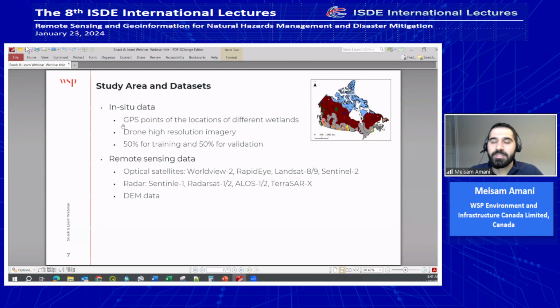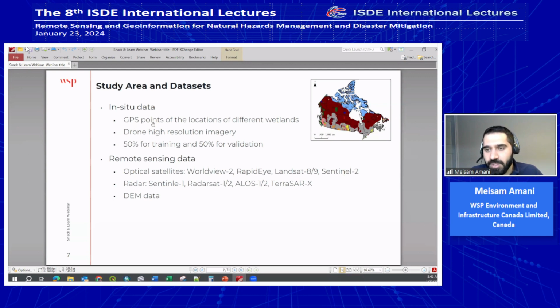In terms of the datasets, we usually use two types: in situ data and remote sensing data. In situ data are mainly GPS points from the locations of the different wetlands. For example, people go to the field, and when they see a bog, they record the GPS point and make a note that this is a bog. We can also derive some reference samples, not in situ data, using drone high resolution images.